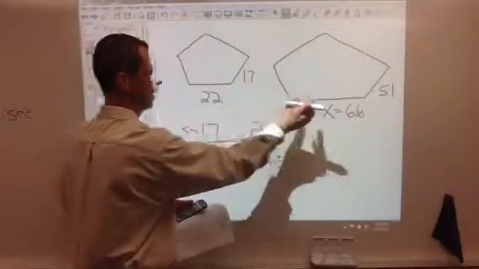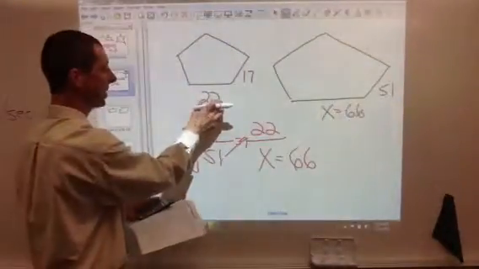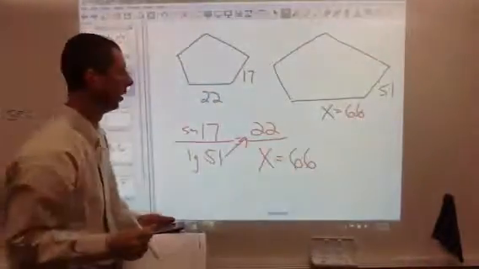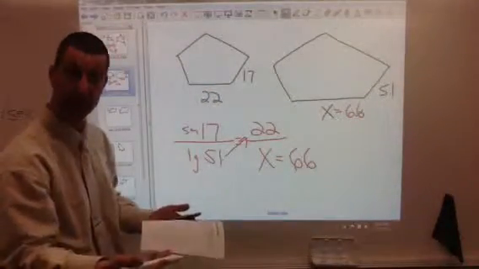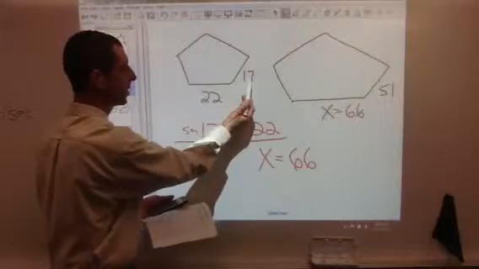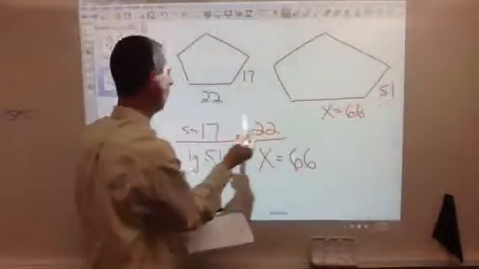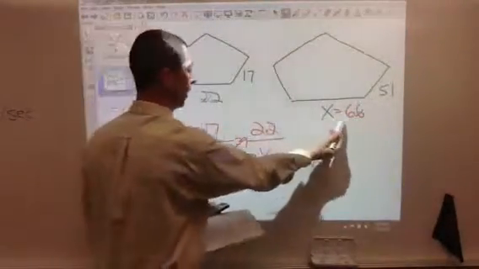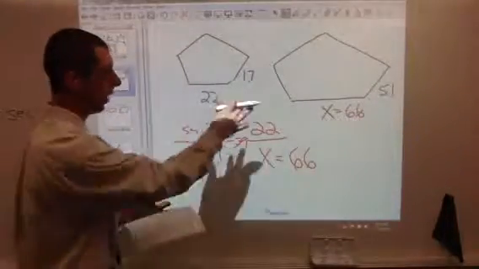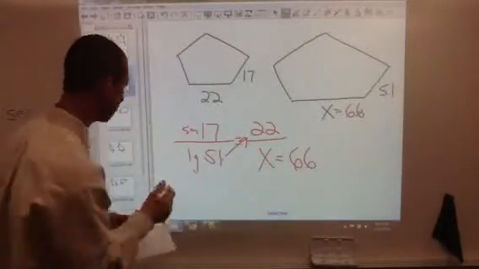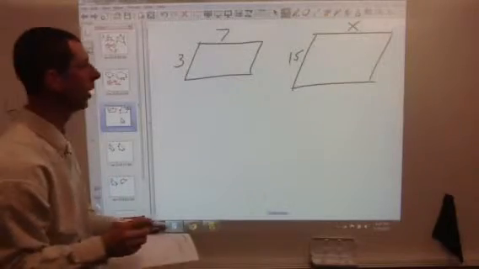If this is 17 and this is 51, obviously this is going to be quite a bit more, okay? 3 times more, isn't it? If we times 17 times 3, we get 51. 22 times 3, we get 66. So that one is 3 times the size. Okay, let's go on to another one.